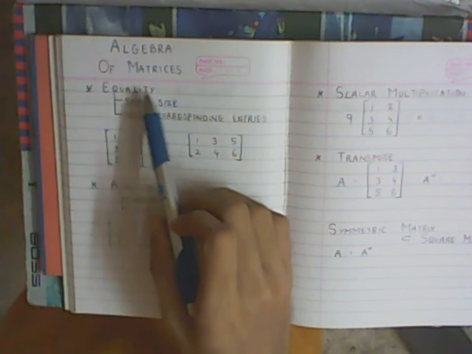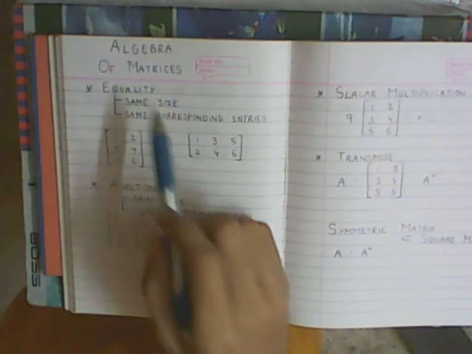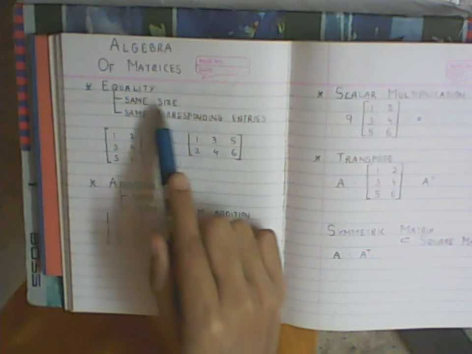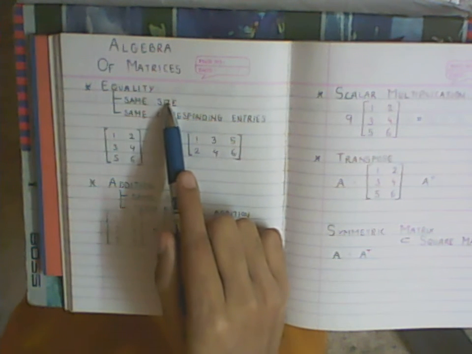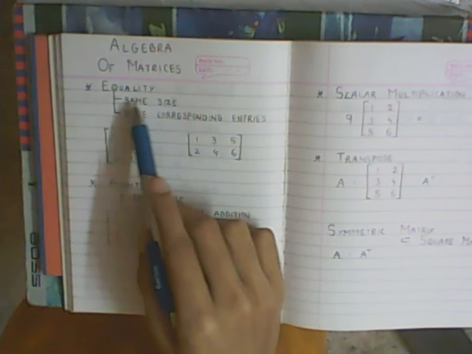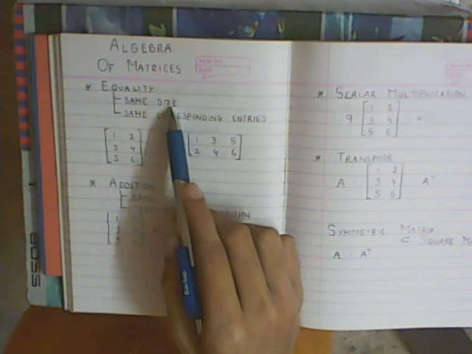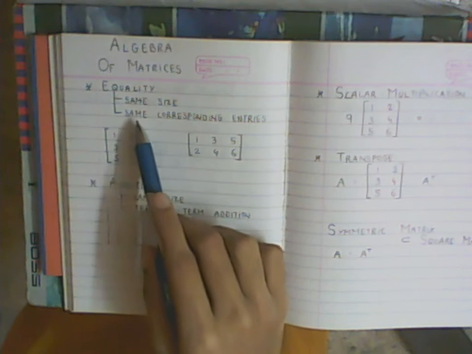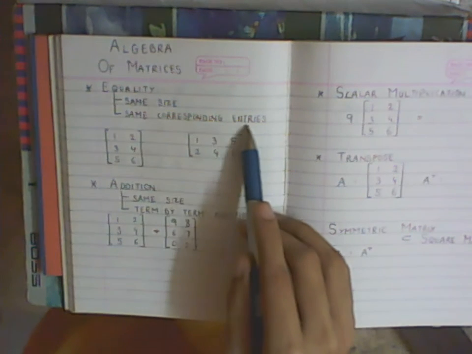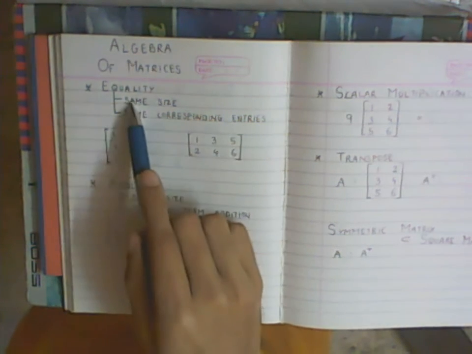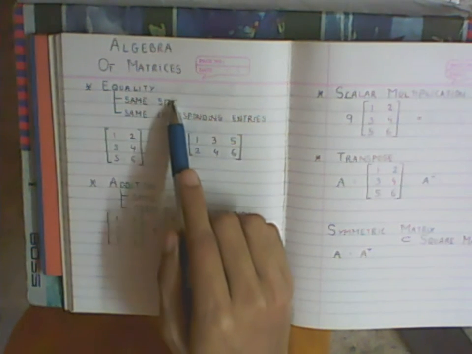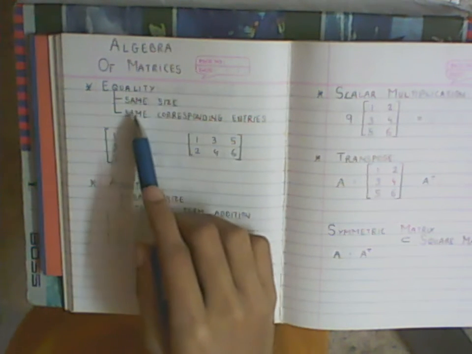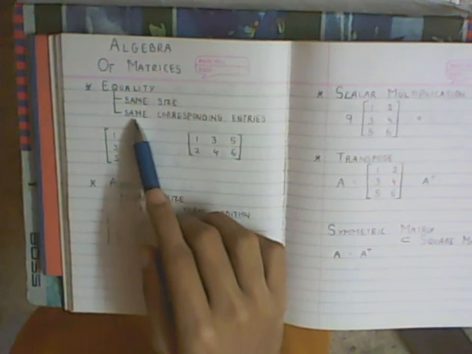We say two matrices are equal when first of all they should have the same size, that is they should have the same number of rows and same number of columns. Once this condition is satisfied, then you can check the corresponding entries, that they should be the same. If this condition is itself not satisfied, then you can definitely say that the two matrices are not equal, so you need not check the equality of the entries.